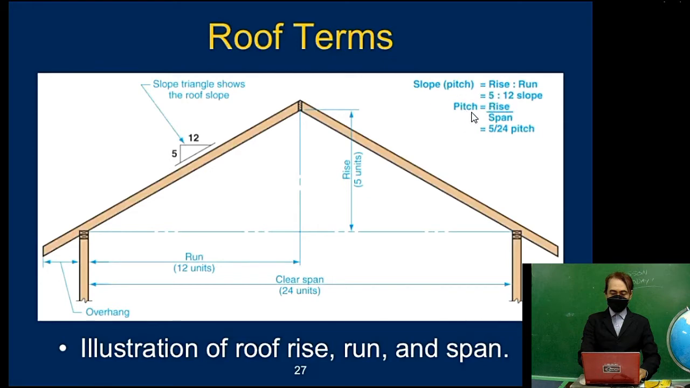So the pitch rise is a ratio to run. So 5:12 slope. Pitch equals rise over span. So 5 over 24 pitch. So just follow the formula, guys, to have a good pitch of your roof.